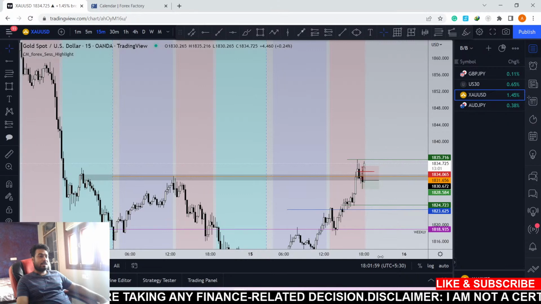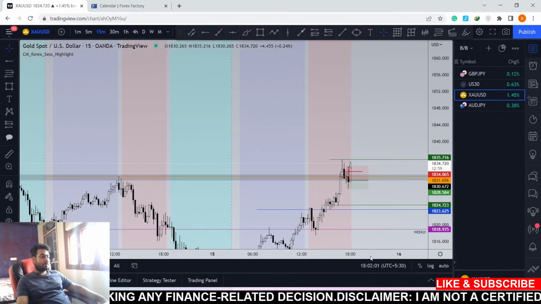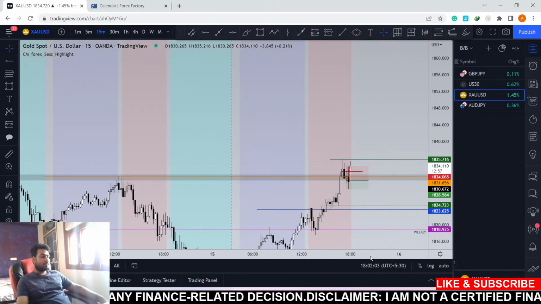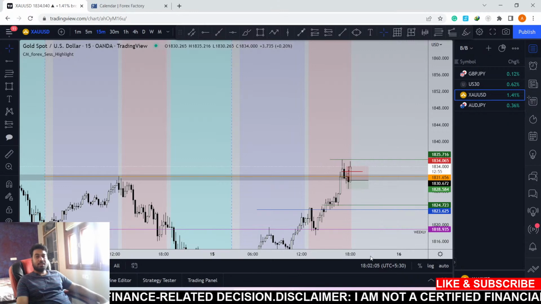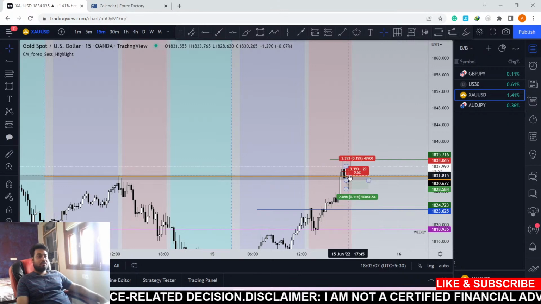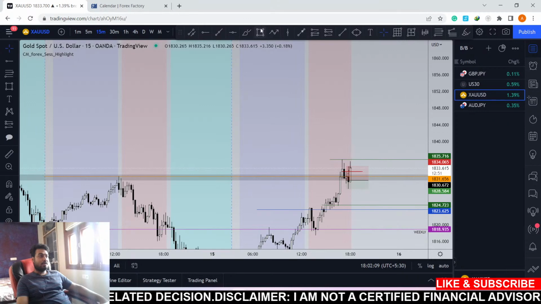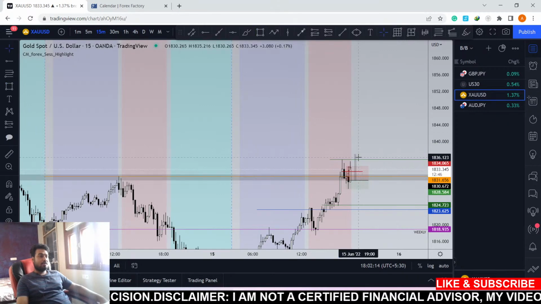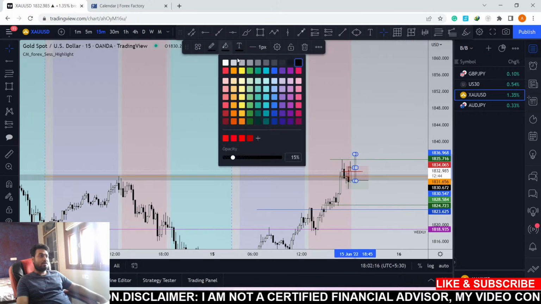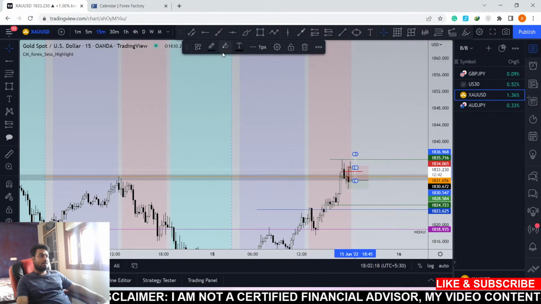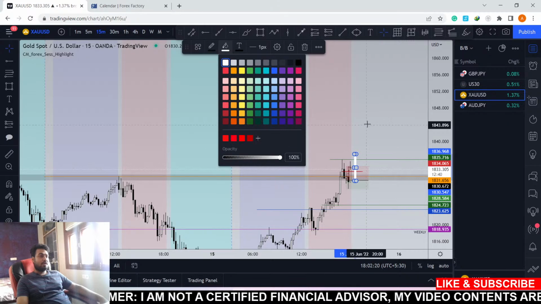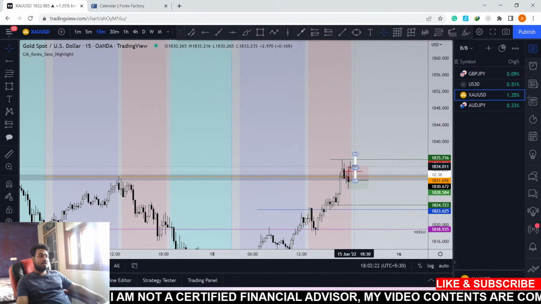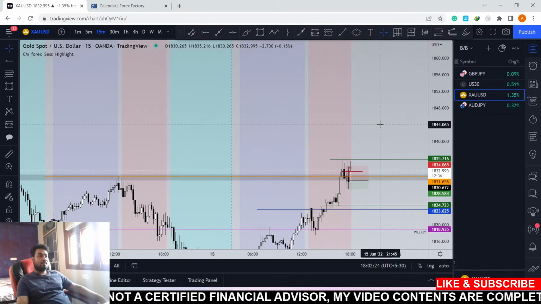If I get a nice bullish break, which is somewhere around this area, then I would like to take a buy. If I get a nice bullish candle like this, I would like to take the buy.